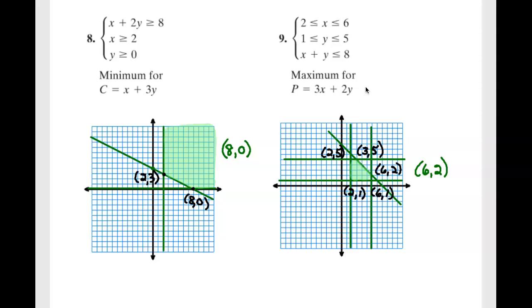In our next example, we now have beginning and end domains for x and y. So it begins at 2 and ends at 6. It begins at 1 and ends at 5. So we now have 4 lines of constraint. And then we graph our linear equation, which is the diagonal. And this time, I notice that I have 5 vertices. And I need to find the maximum. And the maximum occurs at 6, 2.